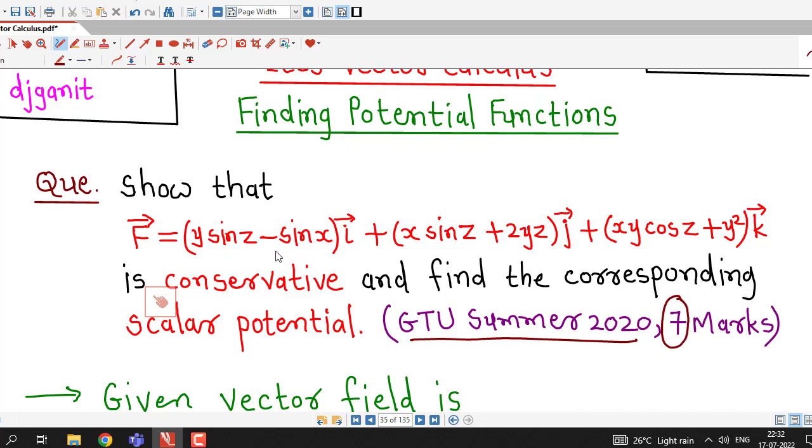We are given a vector field F bar equal to (y sin z minus sin x) i plus (x sin z plus 2yz) j plus (xy cos z plus y square) k, and we are asked to show that this vector field is conservative and find the corresponding scalar potential or potential function.